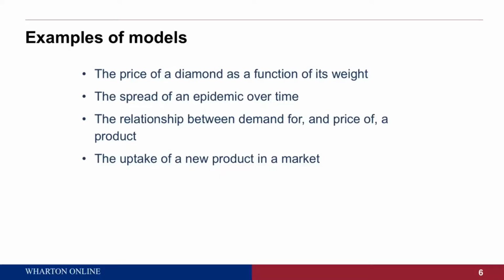Now, to provide some more concrete examples, I'm going to show you some models and illustrate the sorts of questions that they're able to answer. One of the things we might be interested in thinking about, if we were into the jewelry business, is how the price of a diamond varies as a function of its weight. We typically have a sense that heavier diamonds cost more money, but what exactly does that relationship look like? We could use a quantitative model to help us understand the form of that relationship.